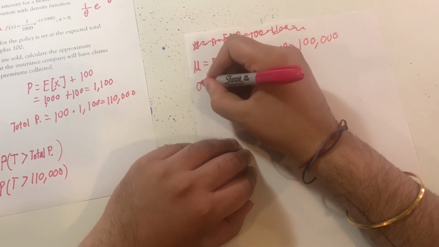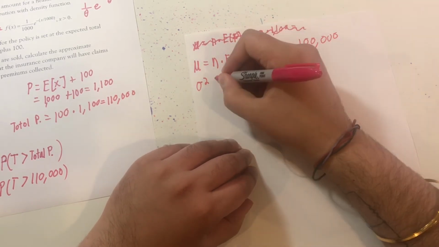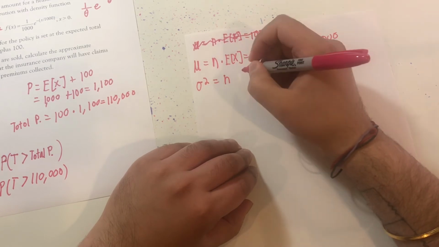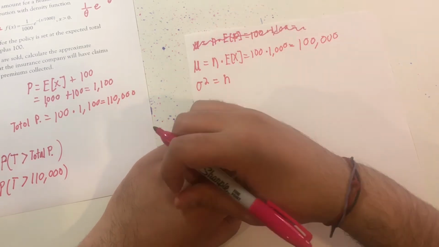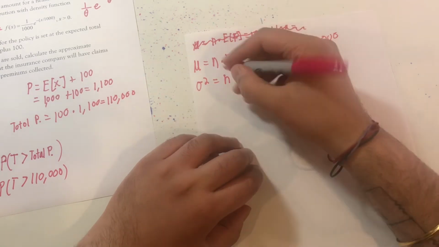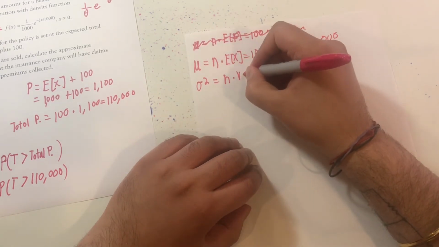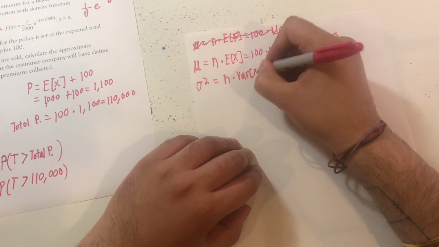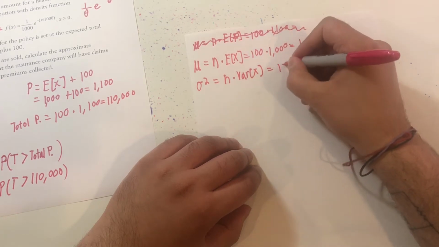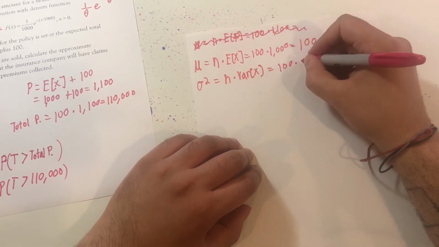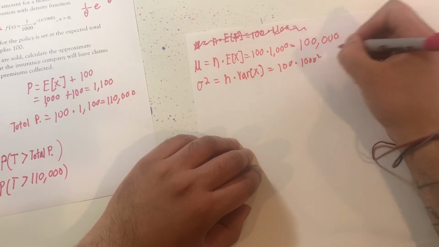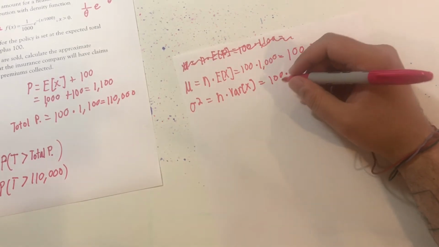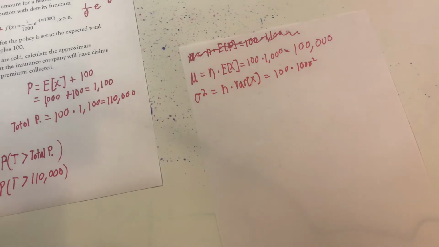Now, the variance. We need to calculate the variance and then use that to get the standard deviation. That is also n multiplied by the variance of each individual. So that is equal to 100 times 1,000 squared. And just to make sure I'm doing that correctly, I'm going to punch that into my calculator. 100 times 1,000 squared. And that is a very large number.